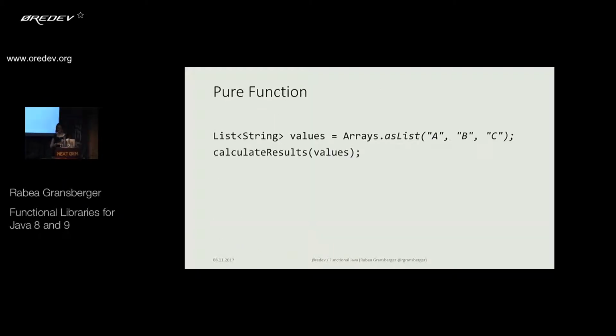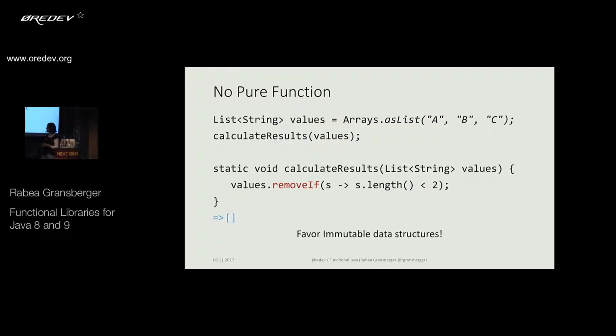So a pure function: if you think of a list with the values A, B, and C, and you call a harmless seeming method called calculate result, you still expect after the call the values to be A, B, and C if you have a pure function, right? Because it's side effect free. So the list you pass in should remain the same. But if you have a calculate result method which removes all the values, then it's not a pure function anymore, because it changes the list.